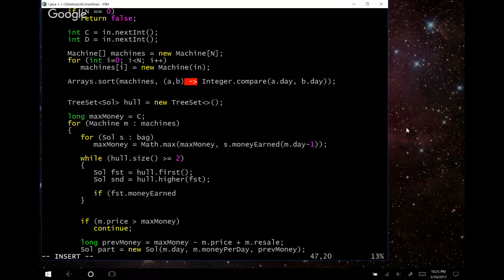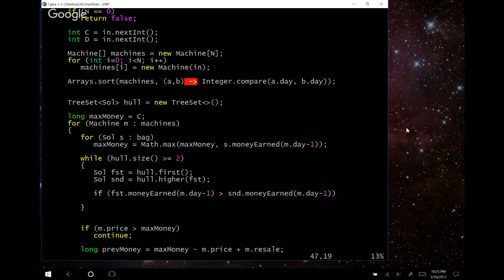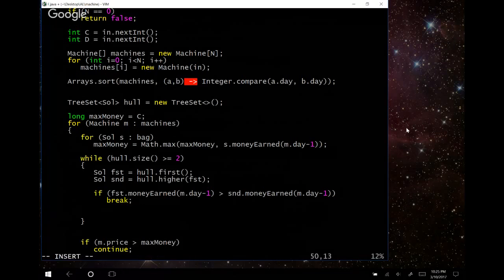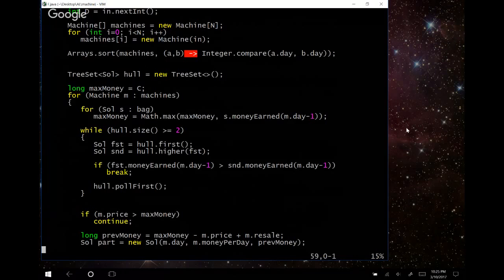So I'll do first that money earned. That's my first big change. So if I'm basically making more money right now, then I'm good. Nothing's wrong. Otherwise, what I need to do is take the first one away, remove it from the bottom of my data structure. It's no longer optimal. And from this point on, the second machine is always going to be better on any given day than this machine. Pull it out.